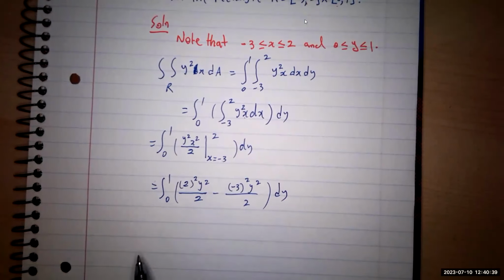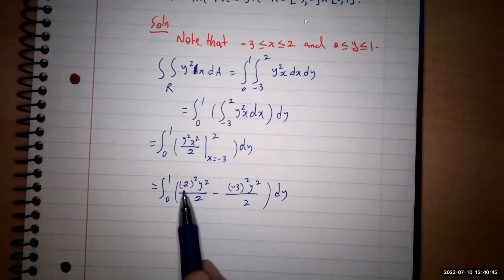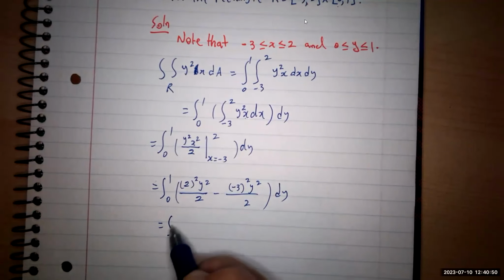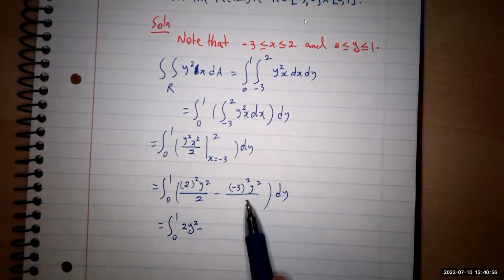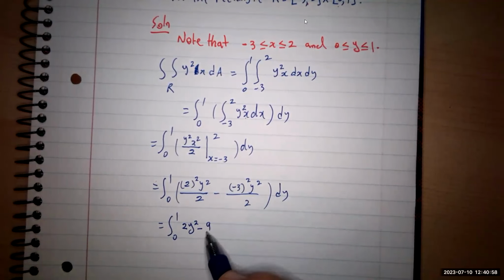Okay, 2 cubed would be 8 here, so 8 over 2. 2 squared would be 4, and 4 over 2 would be 2. So that gave me 2y squared minus, -3 squared would be 9, so minus 9/2 of the y squared.